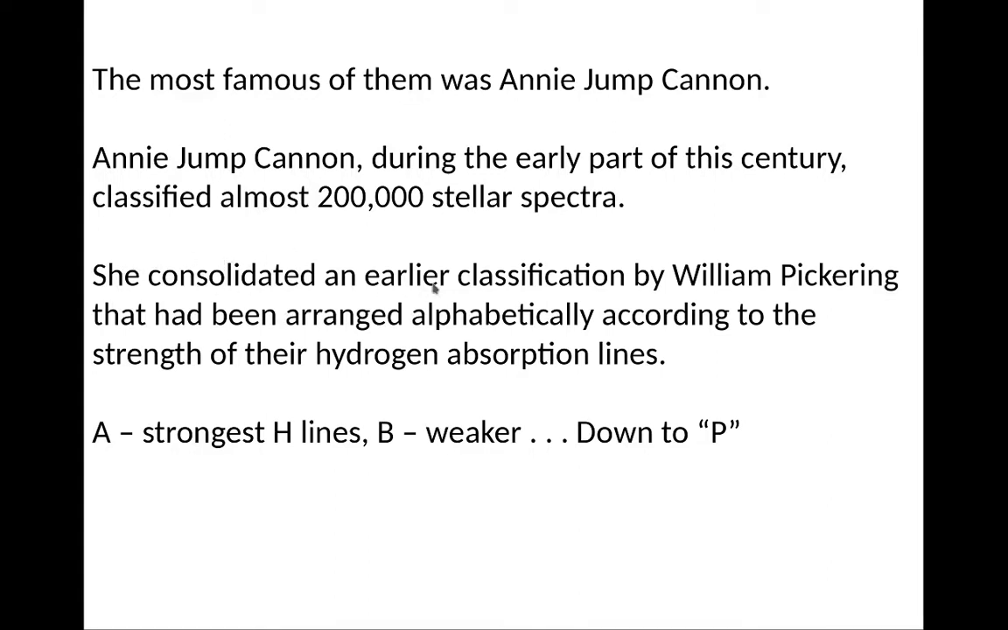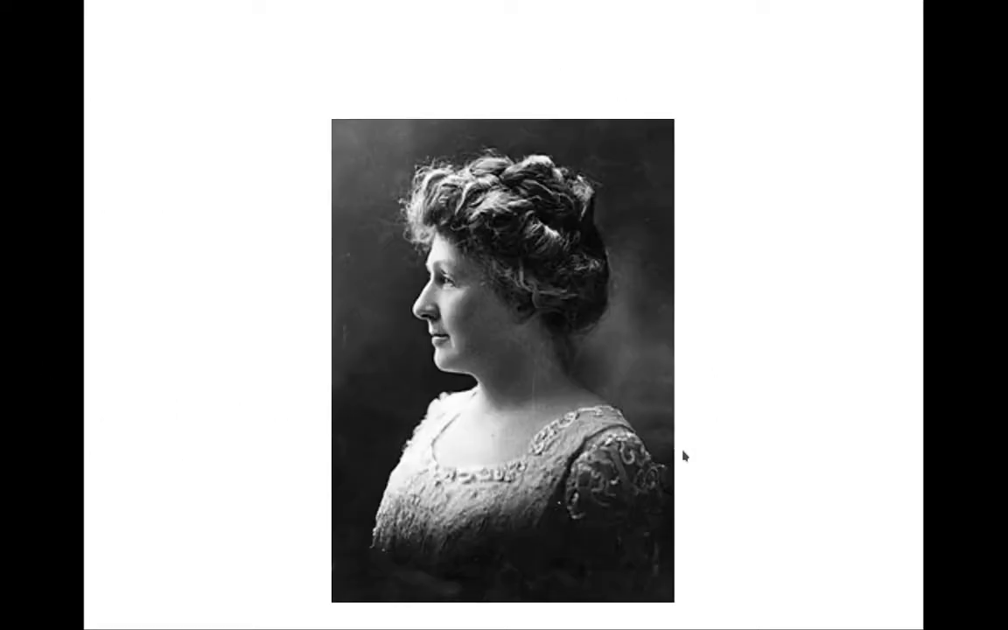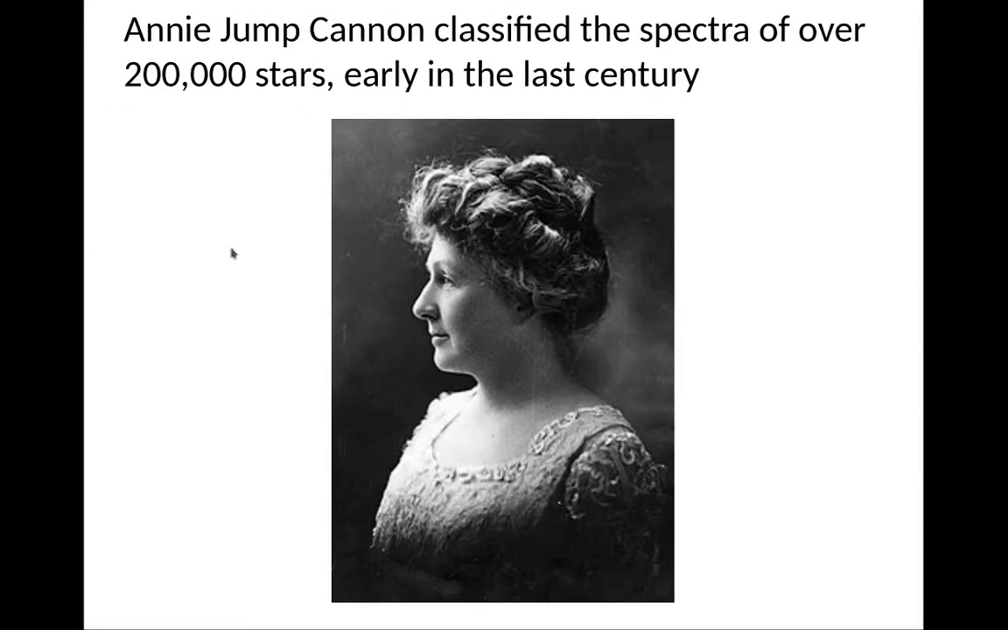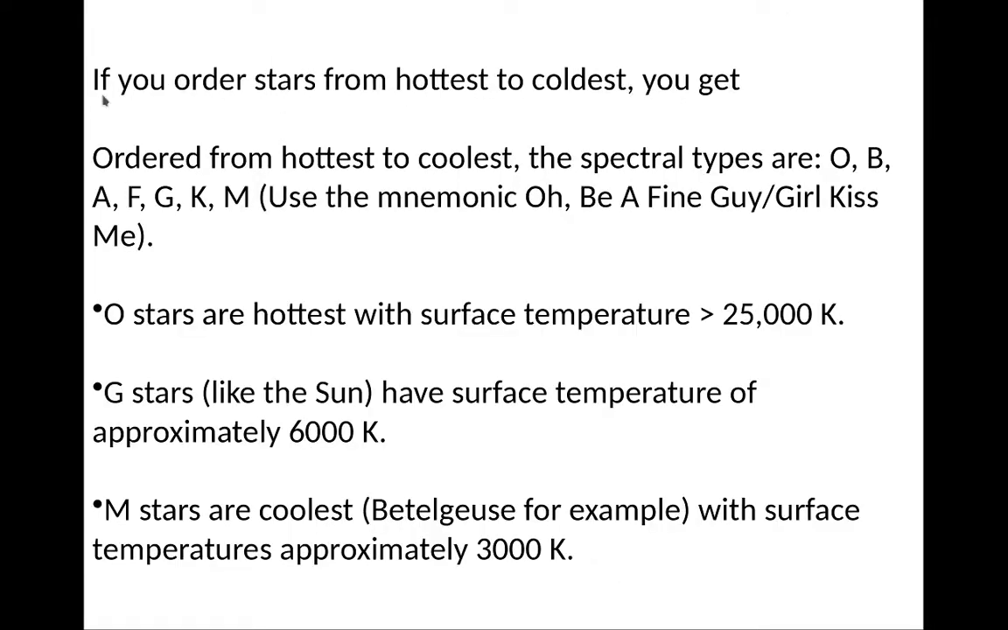She consolidated an early classification by Pickering that had been arranged alphabetically according to the strength of the hydrogen absorption lines. So you look at the hydrogen absorption lines, and by looking at their strength, you say what this particular star is. A was strongest, B weaker, down to P, right? There's Annie Jump Cannon. She looked at the spectra of 200,000 stars. That is a lot of stars, a lot of work, okay?